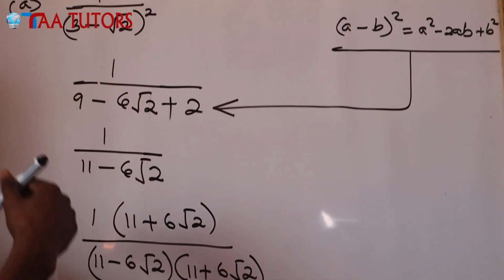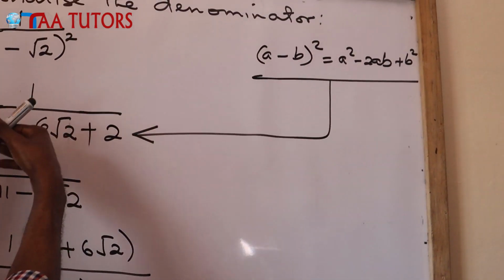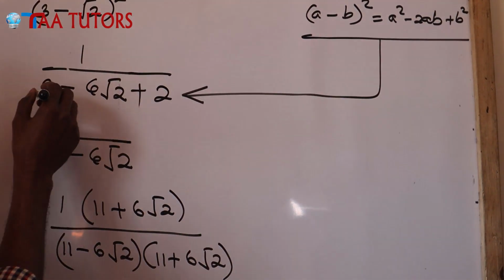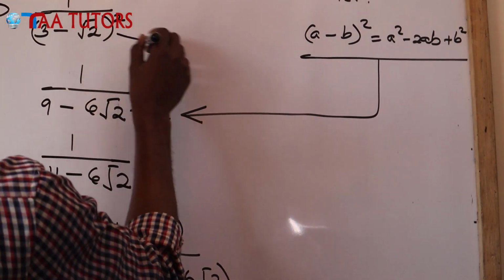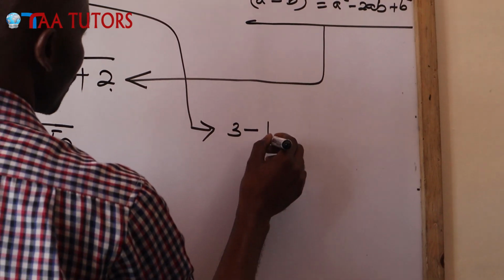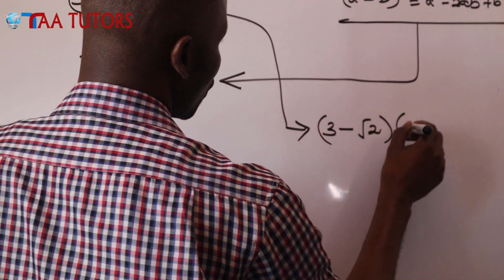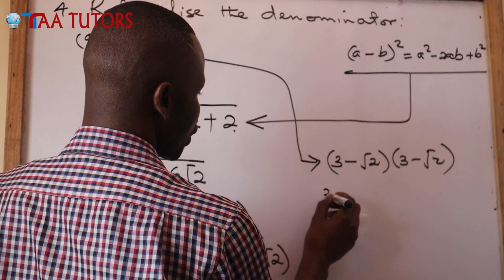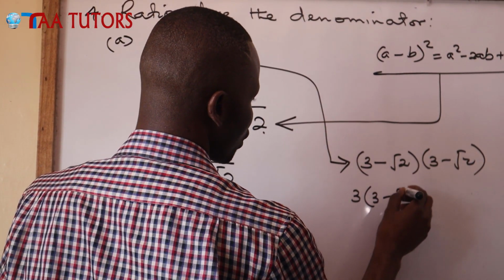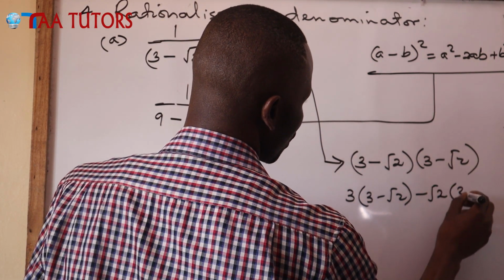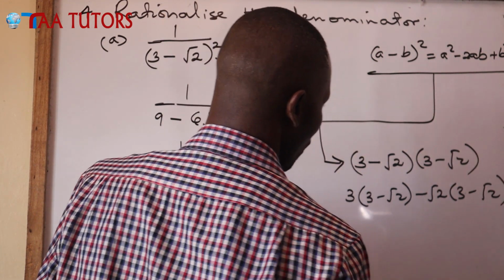And if you don't know how to use the quadratic identities to open this, then please go through the long method. If you have to get this one here, what do you need to do? Let's see. You simply say 3 minus √2 into 3 minus √2. Then as usual, it is 3 into 3 minus √2, minus √2 into 3 minus √2. This is the long method.